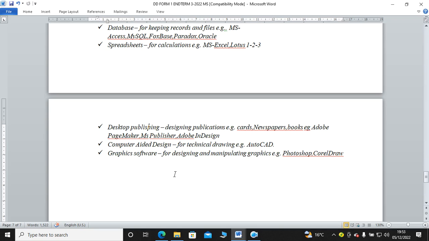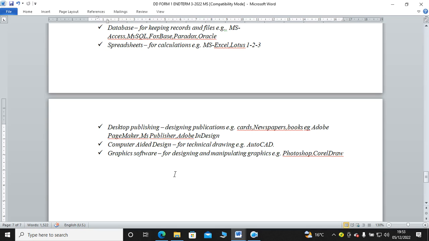Then we have computer-aided design for technical drawing. These are used by engineers, e.g. for drawing structures like buildings, storey buildings, bridges, etc. Lastly, we have graphic software that is for designing and manipulating graphics. E.g. you can talk of CorelDRAW, Photoshop, Paint, 3D Paint, etc.